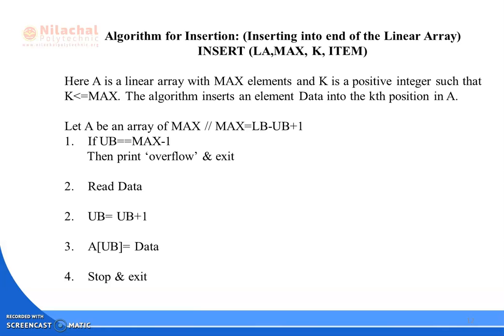What happens is that it makes one memory allocation, or one space, which is also assigned as the upper bound. Now in that acquired space, we will insert, or assign, the data. After assigning, our work is done. We will stop and exit. So this is the entire algorithm for insertion at the end of the linear array.